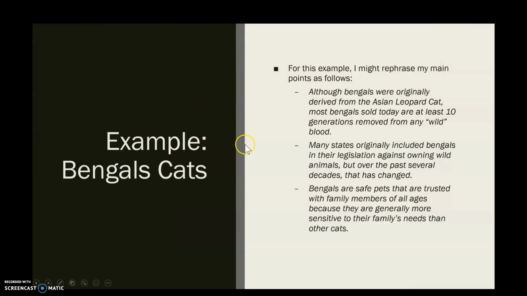So back to the Bengal cat example. I might rephrase my main points as follows. Although Bengals were originally derived from the Asian leopard cats, most Bengals sold today are at least 10 generations removed from any wild blood. Then my next main point, my topic sentence, might be: many states originally included Bengals in their legislation against owning wild animals, but over the past couple decades that has changed. And my third one would be: Bengals are safe pets that are trusted with family members of all ages because they are generally more sensitive to the family's needs than other cats.